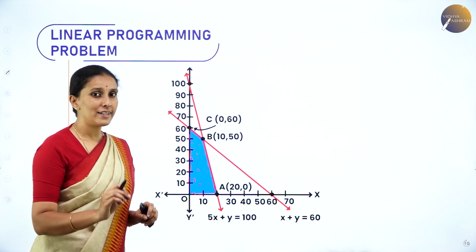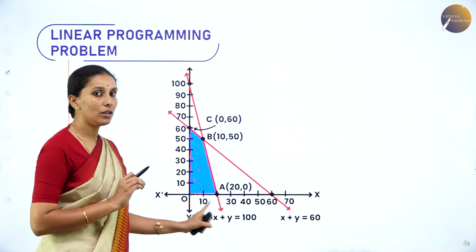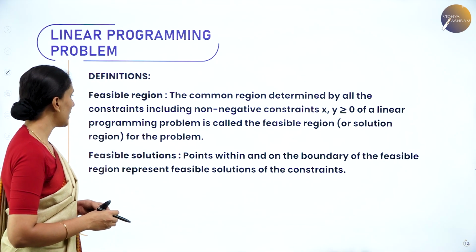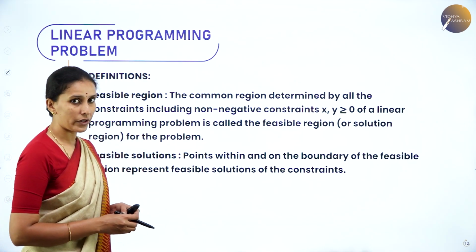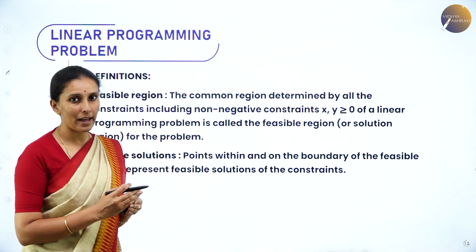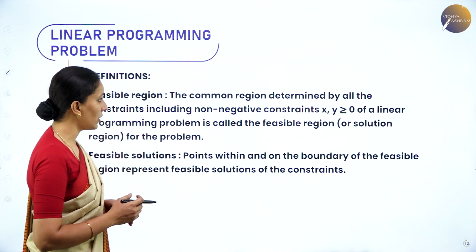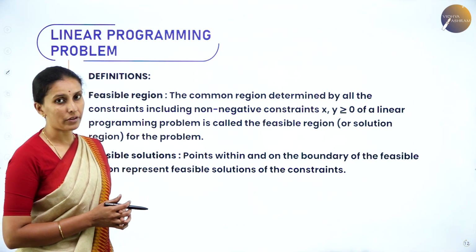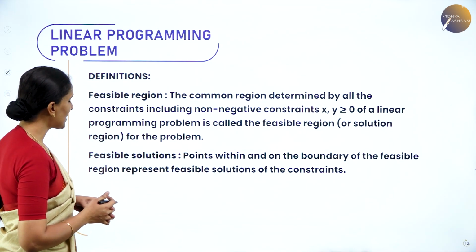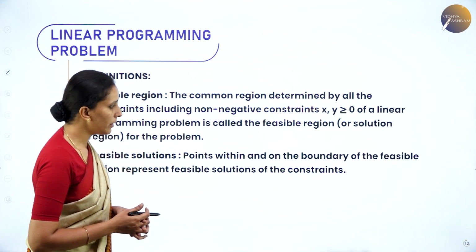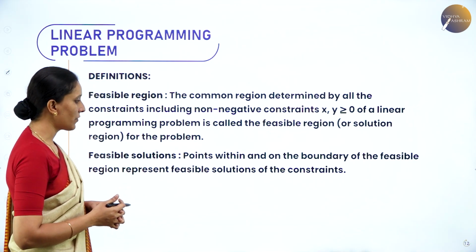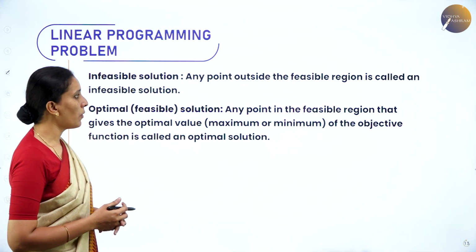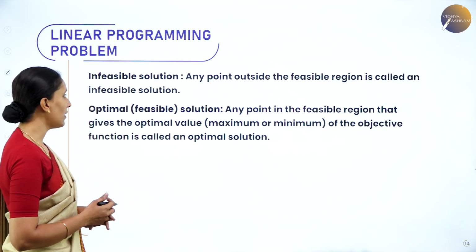But remember, we always get the maximum or minimum value only at the corner points. Feasible region means the common region determined by all the constraints, including non-negative constraints. Non-negative constraint means x greater than or equal to 0, y greater than or equal to 0. The common region of a linear programming problem is called the feasible region or solution region. Next, feasible solution: points within and on the boundary of the feasible region represent feasible solutions of the constraints. Next, infeasible solution: any point outside the feasible region is called an infeasible solution.